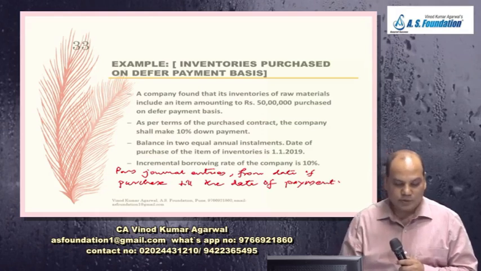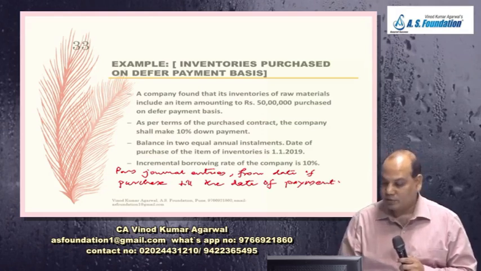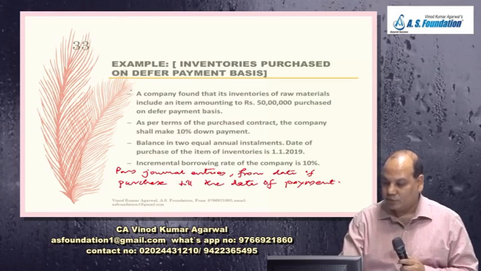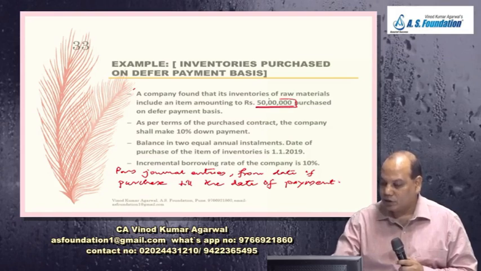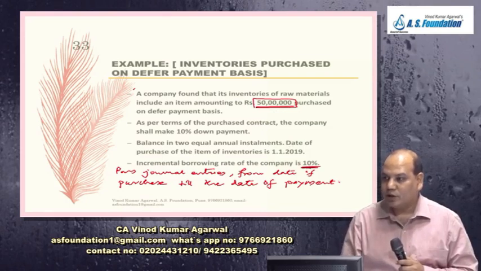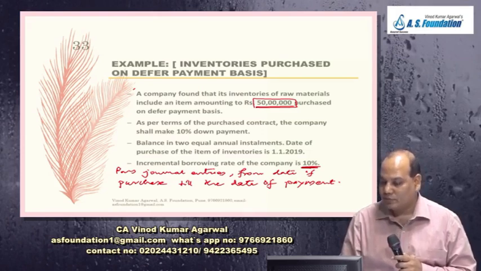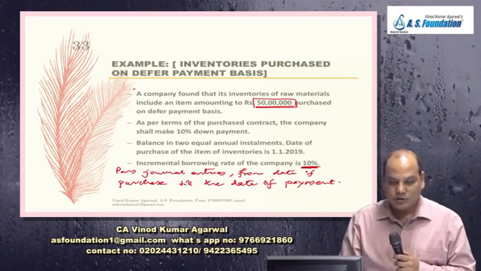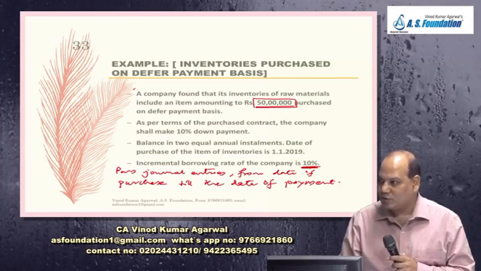Pass journal entry from the date of purchase till the date of payment. Substance over form. Even though in form it appears the value of the inventory is 50 lakh, actually it is not 50 lakh. It includes some interest element also. Interest element will not be included in the cost of inventory. Borrowing cost will not be included in the cost of inventory unless the inventory is a qualifying asset as per IAS 23. So we are assuming it is not a qualifying asset as per IAS 23.